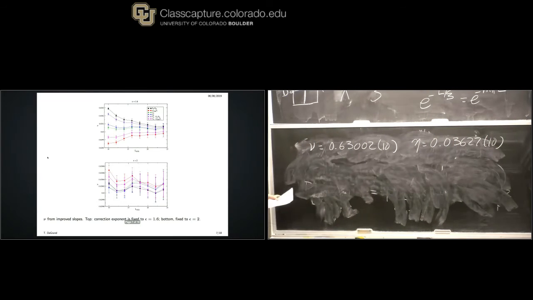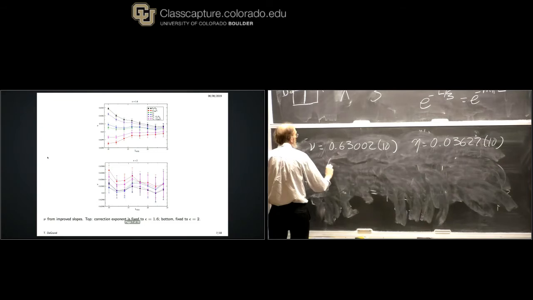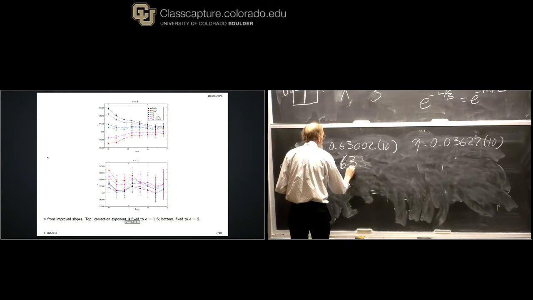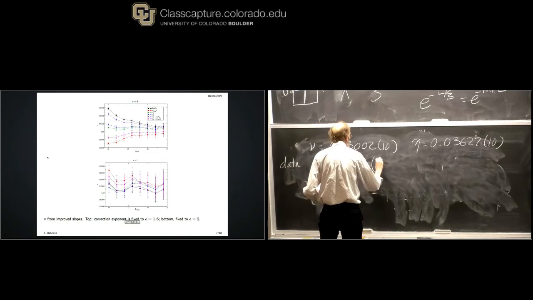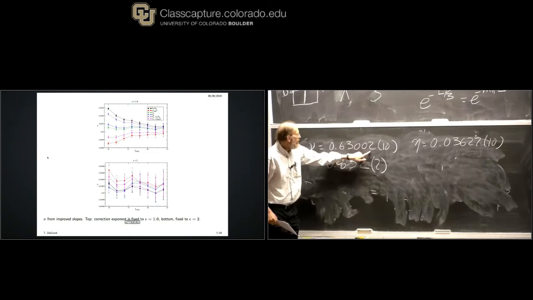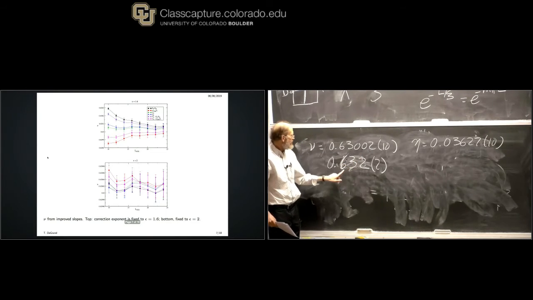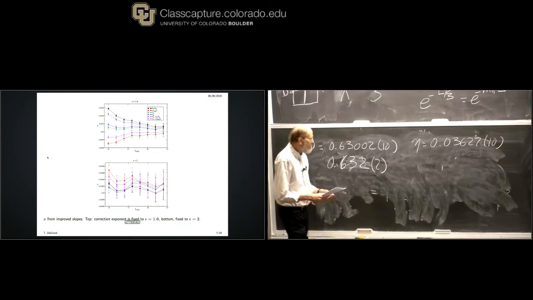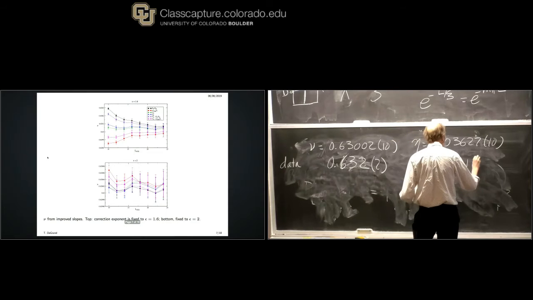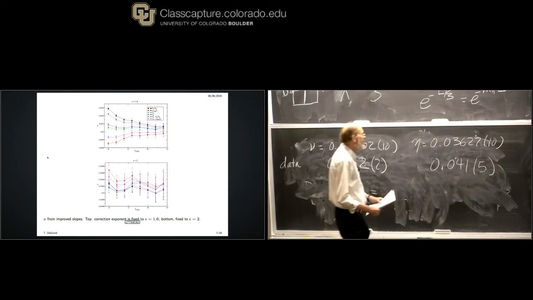But I have to say, one of our cameramen is a condensed matter experimentalist, okay? And I'm the kind of theorist that thinks experimentalists are more important. 0.632 with an error of 2, okay? 63002 with an error here of 1 from him, but this is experiment, right? 10 times bigger error bar, 0.041 with an uncertainty of 5.